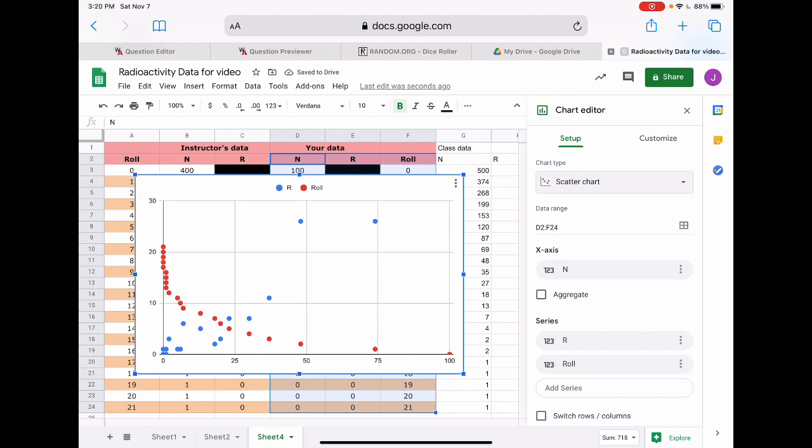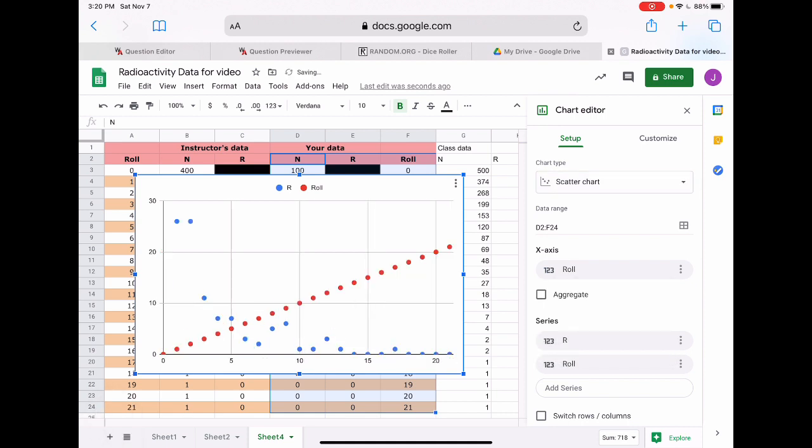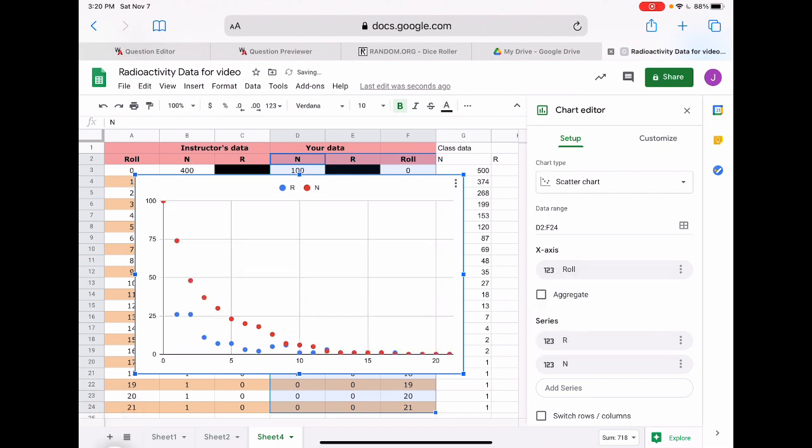This isn't correct. And the reason why it's not correct is we have the wrong x-axis. See how it says the x-axis is N? No, our x-axis is roll. So there we go, the roll number. Okay, still not done though, because now in the series, we've got R and roll. I don't want to graph roll versus roll. I want N versus roll and R versus roll. So we've already got R, but under series, the second one is wrong. So roll, I don't want roll, I want N. There we go. Okay, great.